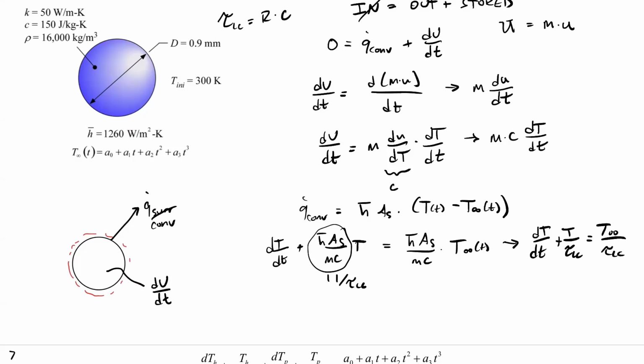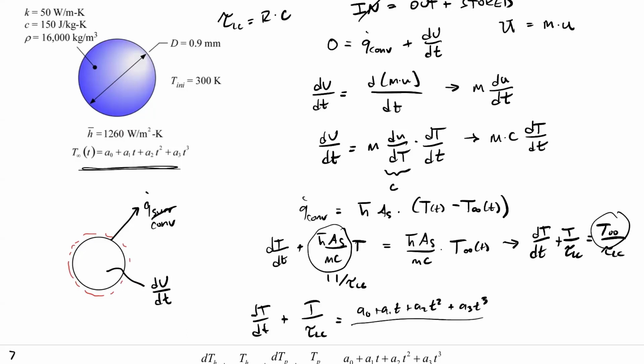All right, so let's take one more step here and introduce the function for T infinity. Writing this out, it's dT/dt plus T over tau LC is equal to this function, which we're given over here. This function is a0 plus a1 t plus a2 t squared plus a3 t cubed. That's our T infinity, and then that's over tau LC.